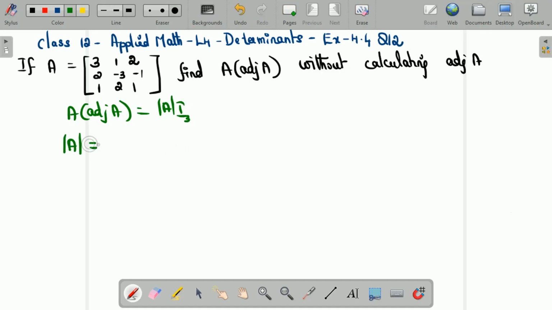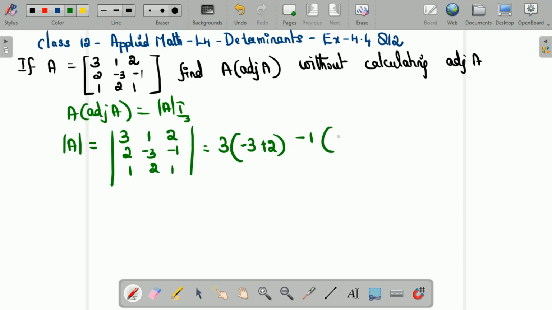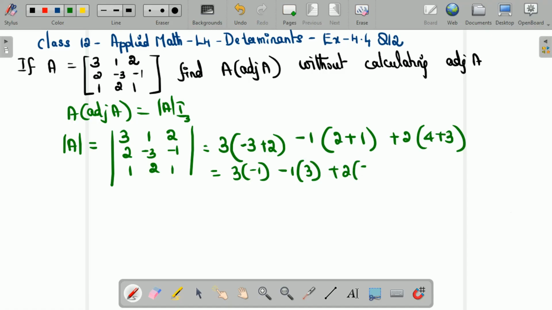So the determinant of A is going to be the determinant of 3, 1, 2, 2, minus 3, minus 1, 1, 2, 1. Now let's evaluate. So this is 3 into minus 3, minus of minus 2 is plus 2, minus 1 into 2 minus of minus 1 is plus 1, then plus 2 into 4 minus of minus 3 is plus 3. So this is going to be 3 into minus 1 into 3 plus 2 into 7. So minus 3 plus 14, which is equal to 8.